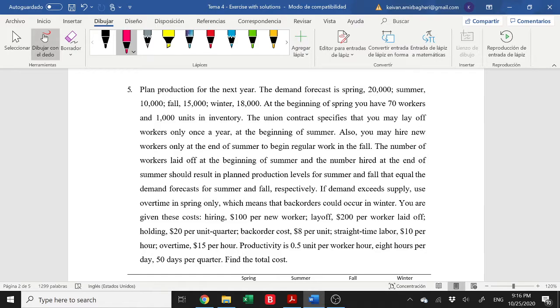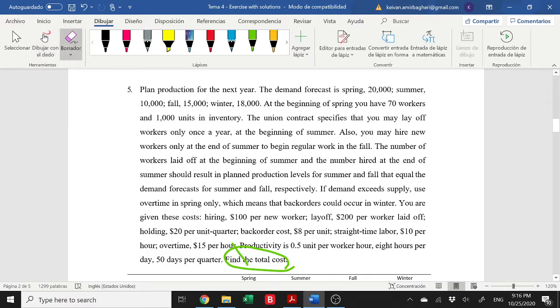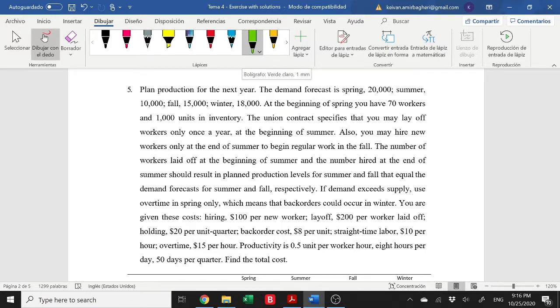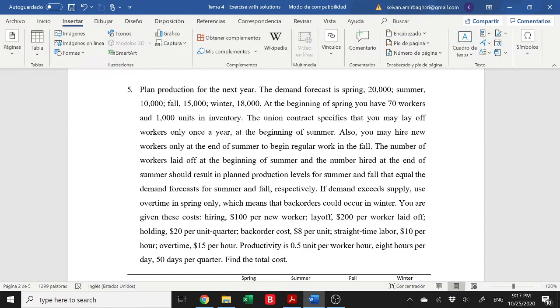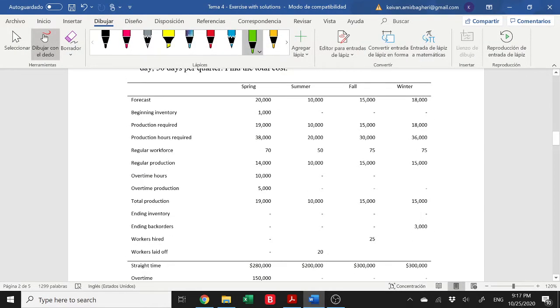What it asks us, based on the different costs that we see in our example and based on the different conditions that we see here, is to find the total cost of the problem. Always, guys, in these types of problems, they ask you the total cost of the production. So let's review together.